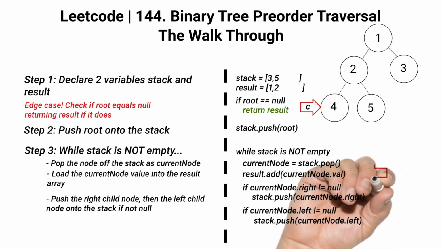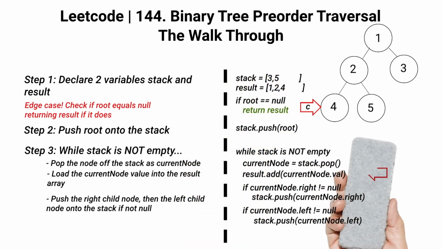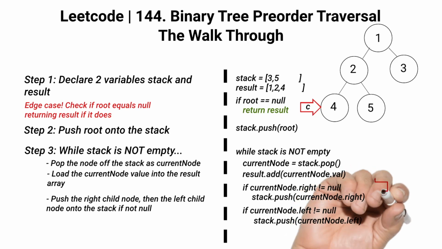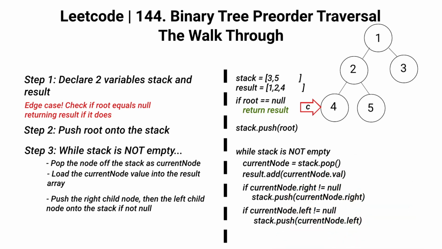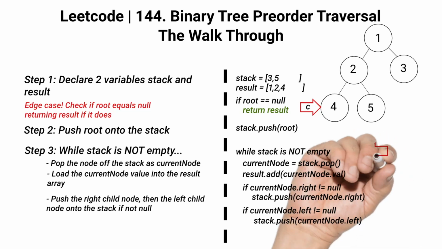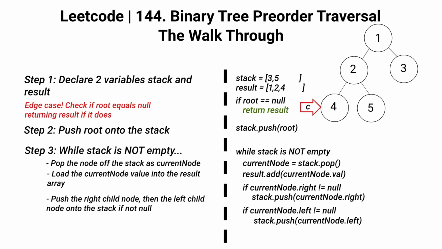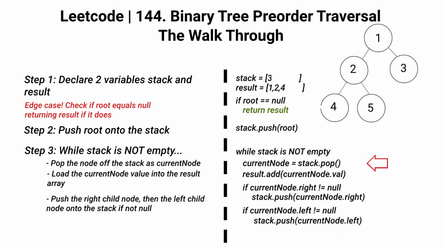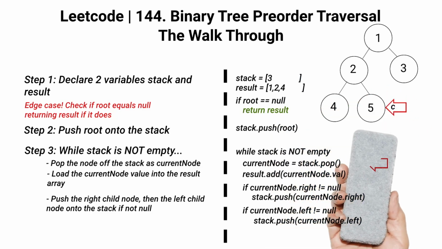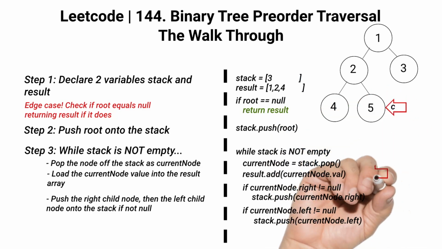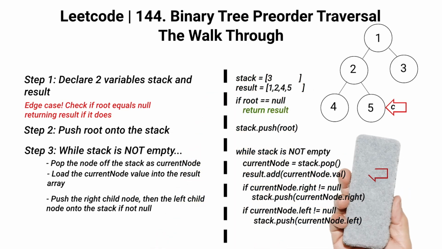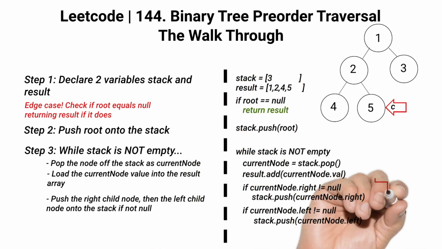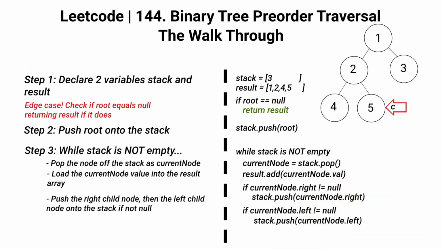Add the value of the 4 node to the result, so add 4 to the result. Check if the 4 node has a right child, it does not. Check if it has a left child, it does not. And then we check if the stack is not empty again, which it's not. Pop the stack, so now the current node is the 5 node. Add the value of the 5 node, which is 5, to the result. Check if the 5 node has a right hand child, it does not. Check on the left, there is no left child.